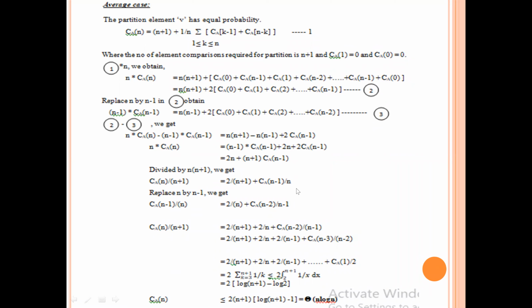And this is the average case. For the average case you have to take the sigma of all the cases and substitute like this, and you should get the solution, that is n log n. So this is about the time complexity of quicksort.